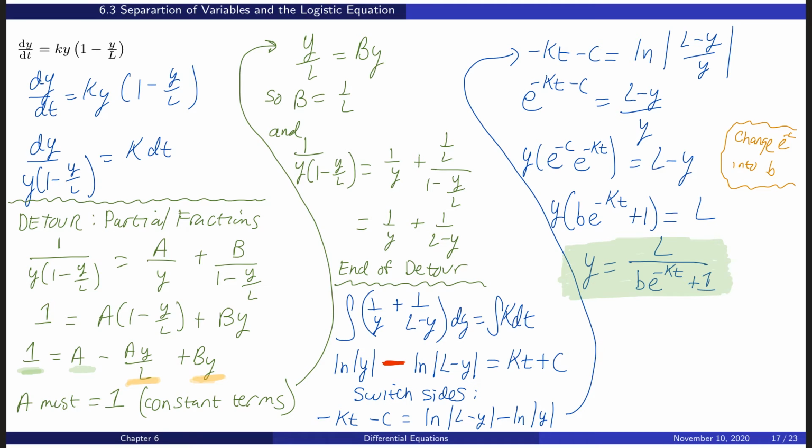Oh, one thing I failed to mention, you're going to change this e to the negative c into just a different labeled constant. e to the negative c is just the constant, so we're calling it b from now on.